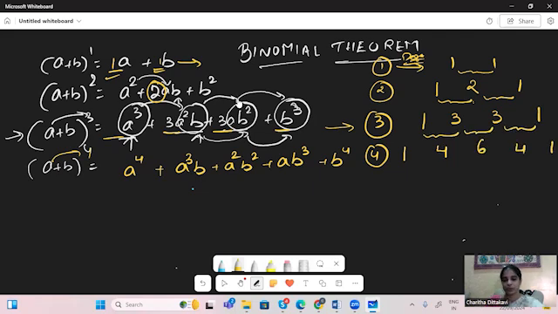Right? Now I'm going to include my coefficients. That is a power 4 plus 4a cube b plus 6a square b square plus 4ab cube plus b power 4. Understood? Did you all understand? Right? So that's the way you write it.